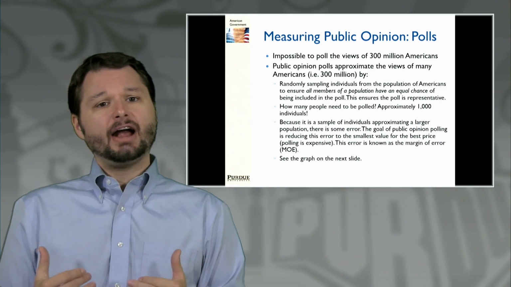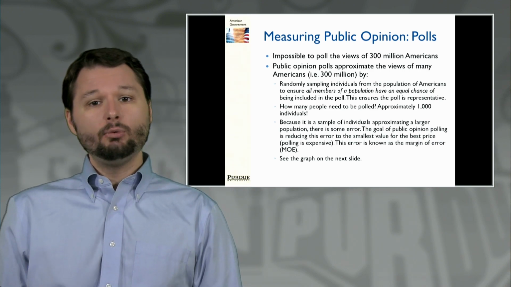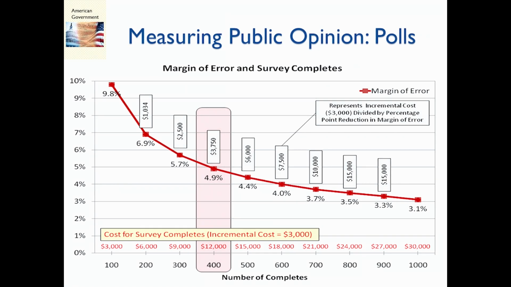I'm going to show you the graph on the next slide to give you an idea of what this looks like. There's a lot going on in this graph, so I'm going to break down a few things for you. This is what the margin of error in a public opinion poll looks like relative to the survey completes. I want you to look at the axis along the bottom of the screen. This is the x-axis. The x-axis is giving you the number of completes. This is the number of individuals that participate in a public opinion poll.